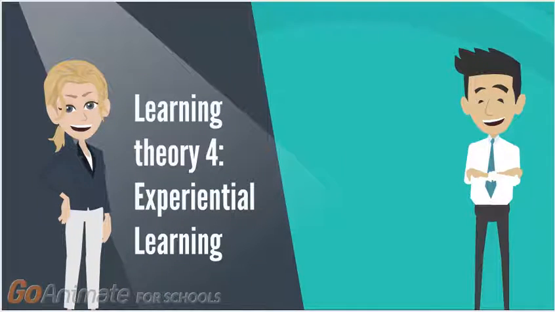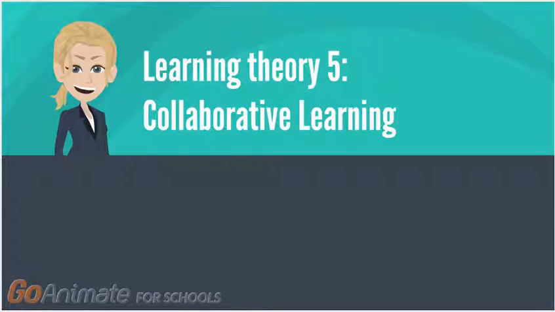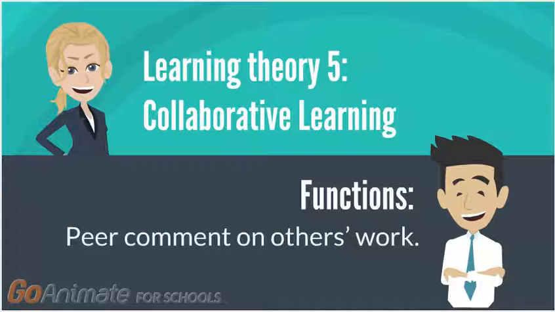Learning Theory 4, Experiential Learning. Learning through experience is one of the most effective ways to acquire knowledge. Functions: writing words, speaking phrases and sentences. Learning Theory 5, Collaborative Learning. Collaborative learning is based on the model that knowledge can be created within a population where members actively interact by sharing experiences and taking on asymmetric roles. Functions: peer comment on others' work.